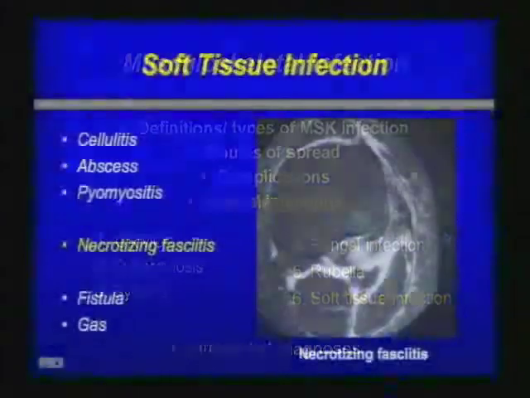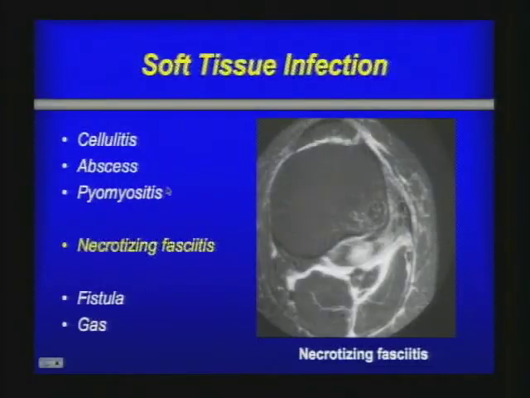Soft tissue infection you may see as cellulitis, abscesses, pyomyositis. This is a case of necrotizing fasciitis where you see very extensive soft tissue edema around the fascia. Keep in mind that necrotizing fasciitis is a very aggressive disease. It moves on very, very quickly, and sometimes we don't even see the disease because it's so aggressive, and the patients may end up with amputation or very early may even die.